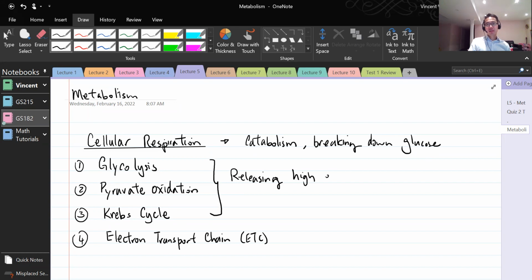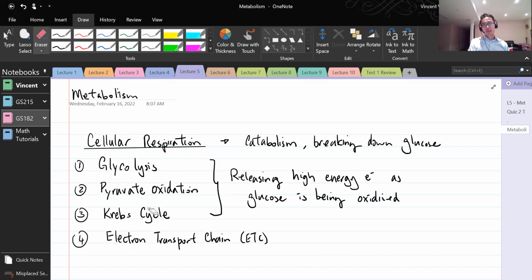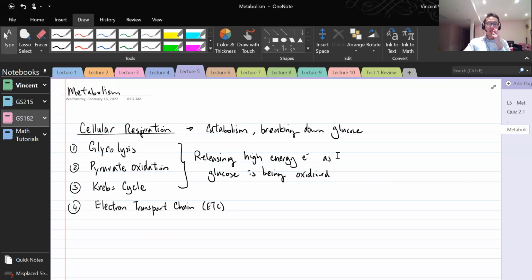high energy electrons as glucose is being oxidized. And remember, to be oxidized means you're stripping electrons off something, right? So as we remove the electrons from the glucose in these 3 steps, the high energy electrons will be released. Okay, so we want to capture these high energy electrons.